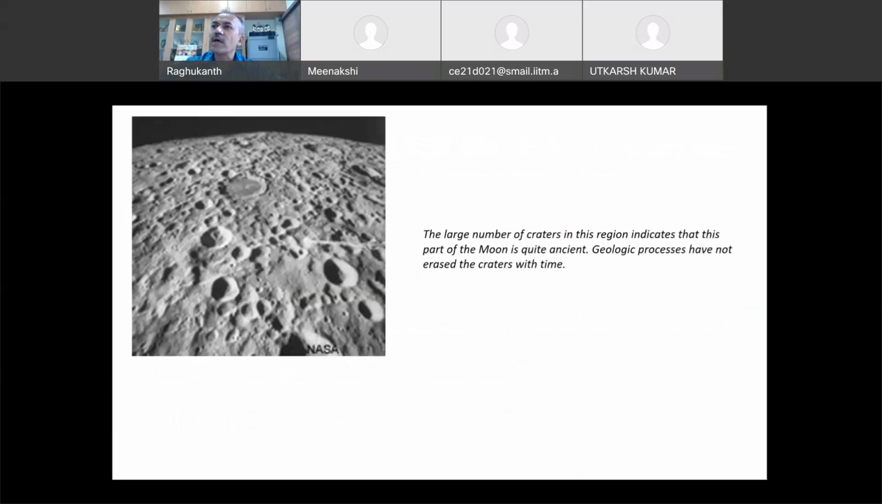Now this is on the far side of the Moon. There are more craters. What is it that we are trying to say? I have shown you this slide previously, right, last class. More craters means, what is the relative age of this region? Older. Yeah, it is very old basically. So this is how we try to find out.